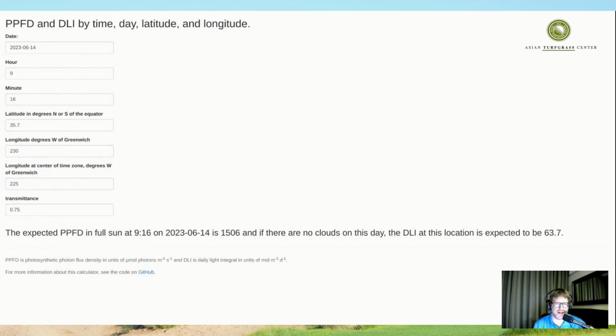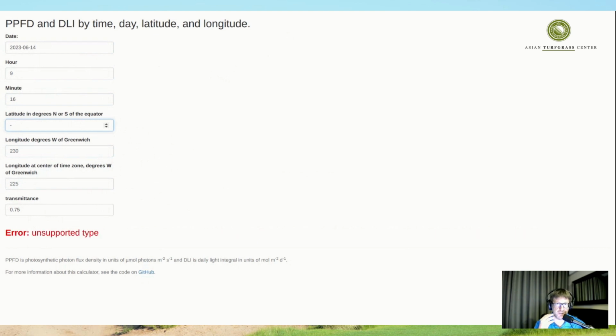If you put your correct latitude in here, it doesn't matter about the longitude being correct. It's going to make your DLI always correct, I think, just based on getting the latitude. So if we just flip it around, let's go somewhere south of the equator. Now we'll put a negative latitude.